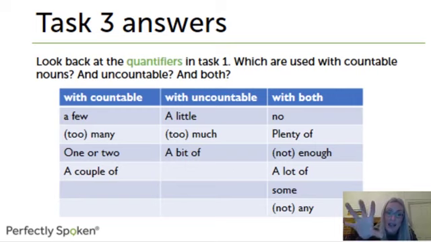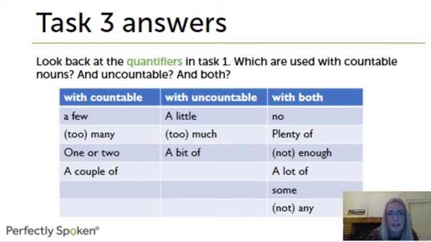Yeah, so that's quite a useful table for you to have for your records, and certainly as we do a few more tasks and you do the quiz, that will be useful to refer to your countable and uncountable nouns. Maybe you can add some, and any, to your quantifiers.